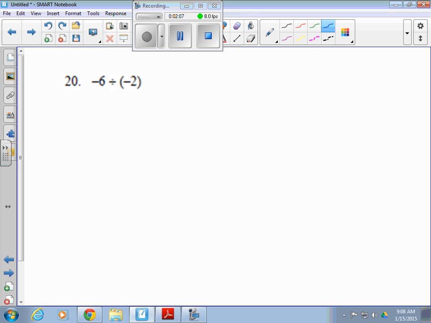Number 20 says negative 6 divided by negative 2. A negative divided by a negative is going to be a positive. 6 divided by 2 is 3.